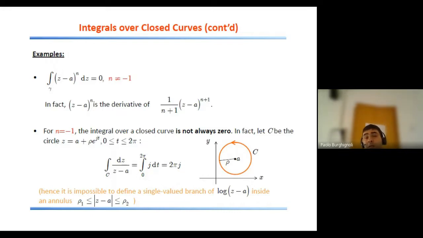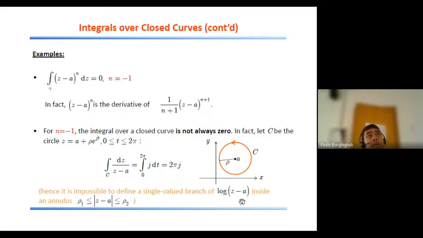But since the antiderivative of the integrand is the function, the logarithm of z minus a, as you know from elementary calculus, we have obtained an important result. That is, it is impossible to define a single valued, analytic branch of the logarithm function with argument z minus a inside an annulus. So inside any annular region centered at the point a and going from an arbitrary radius ρ1 to an arbitrary radius ρ2, that's impossible. And why is that impossible?